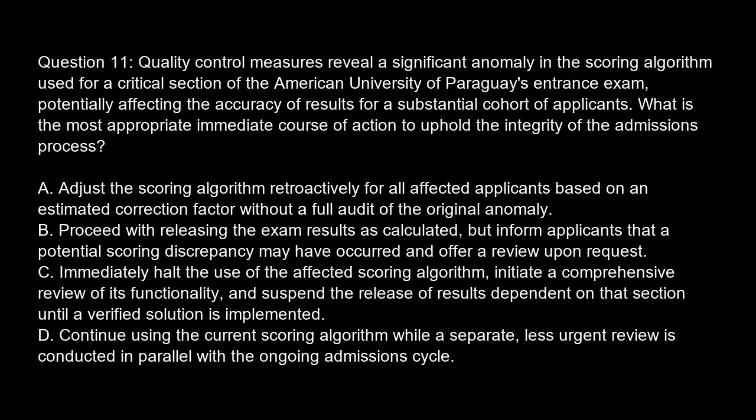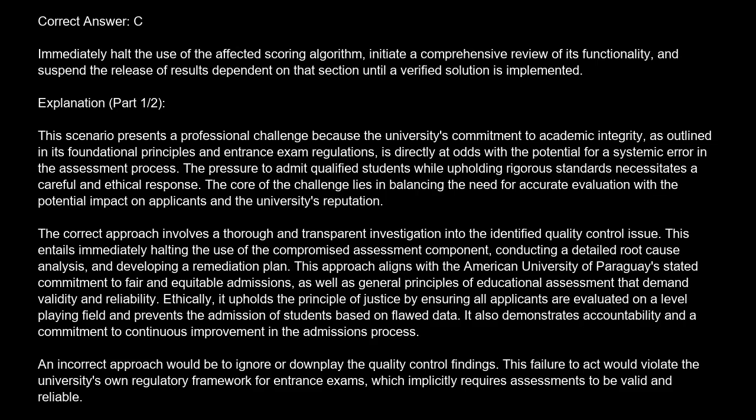Option B. Proceed with releasing the exam results as calculated, but inform applicants that a potential scoring discrepancy may have occurred and offer a review upon request. Option C. Immediately halt the use of the affected scoring algorithm, initiate a comprehensive review of its functionality, and suspend the release of results dependent on that section until a verified solution is implemented. Option D. Continue using the current scoring algorithm, while a separate, less urgent review is conducted in parallel with the ongoing admissions cycle. The correct answer is C.